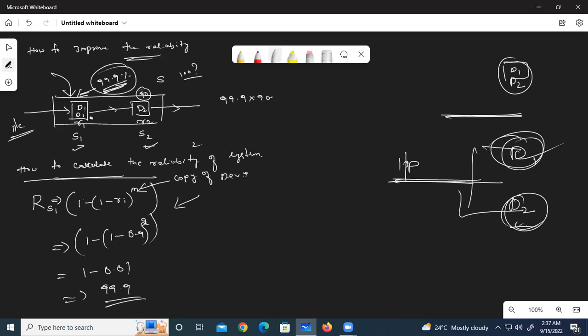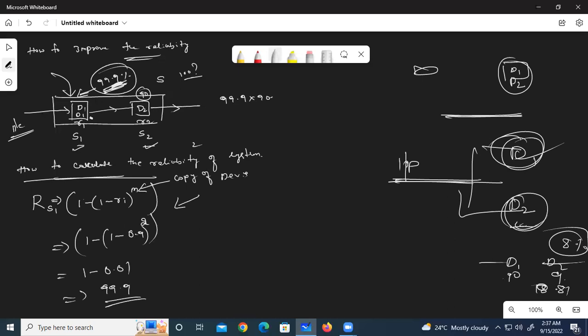If you connect two devices, you are getting 99.9%. But when you connect serially, as I told you, D1 and D2 connected serially, this one is 90% and this one is 90%. 9 into 9, 81, yes or not? Nothing but 0.81, 81% it is giving. But here, it is 99.9 into 90.